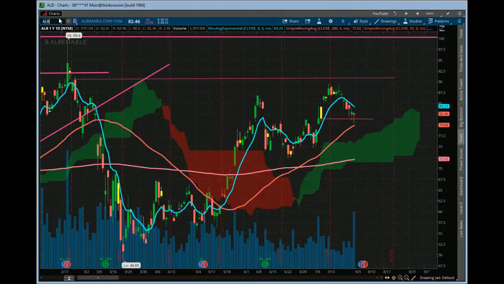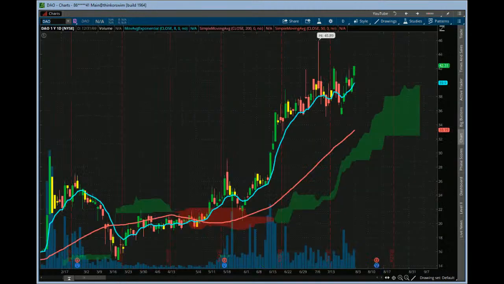Kind of blah right there. Lower shadow, still holding the 50-day though. So let's see how those lower shadows end up playing out. And then you got Dow, the Dow of the stock market.